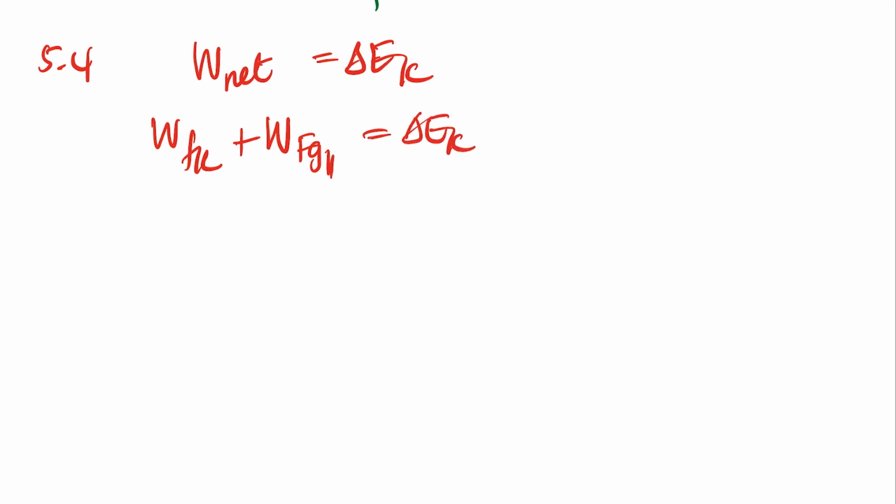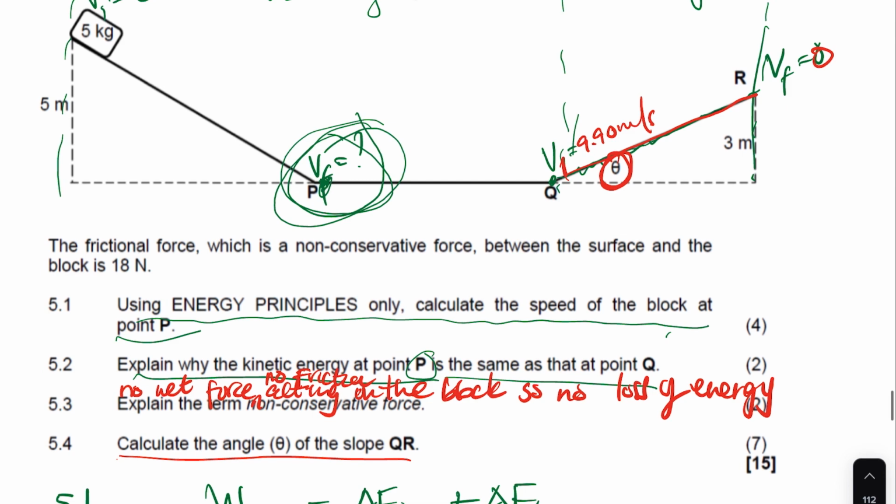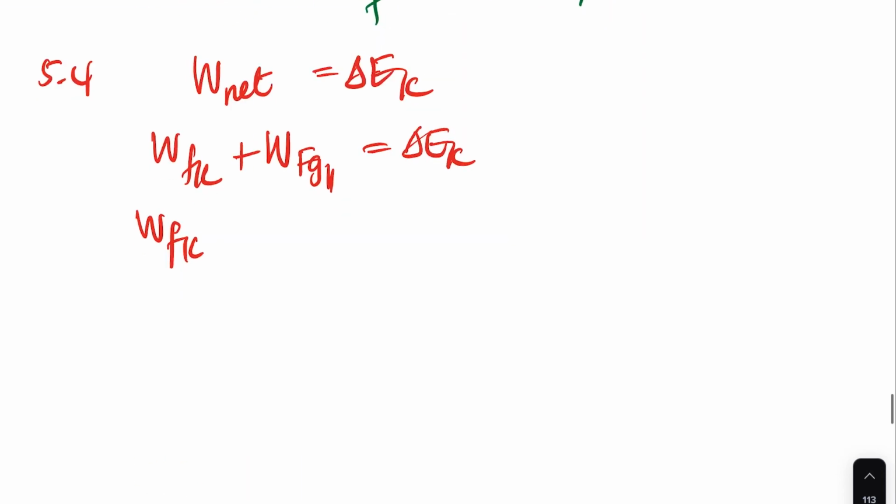And then work done by Fk, remember, when you do not have the angle, we are required to calculate this angle. We're not given the displacement, we're only given the height. So you can change the work done by gravity by negative change in gravitational potential energy. You are allowed to do that.